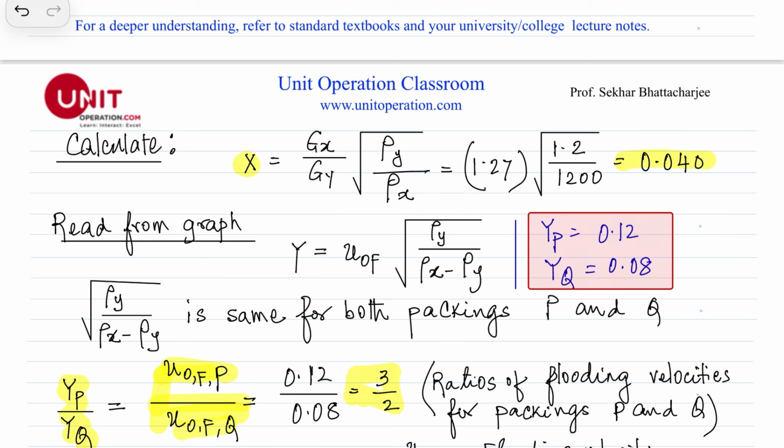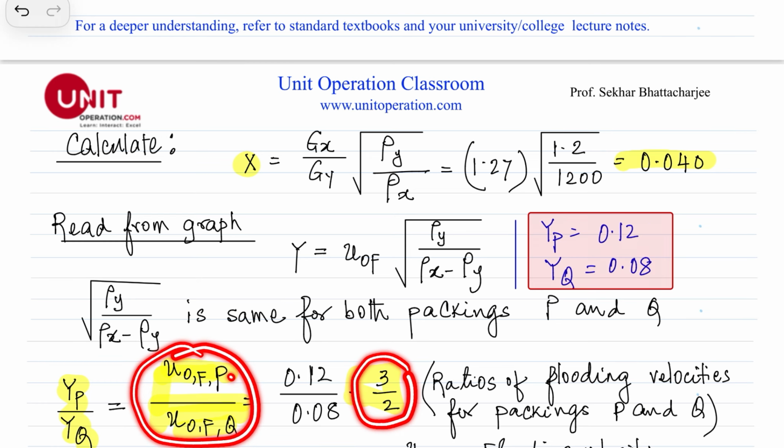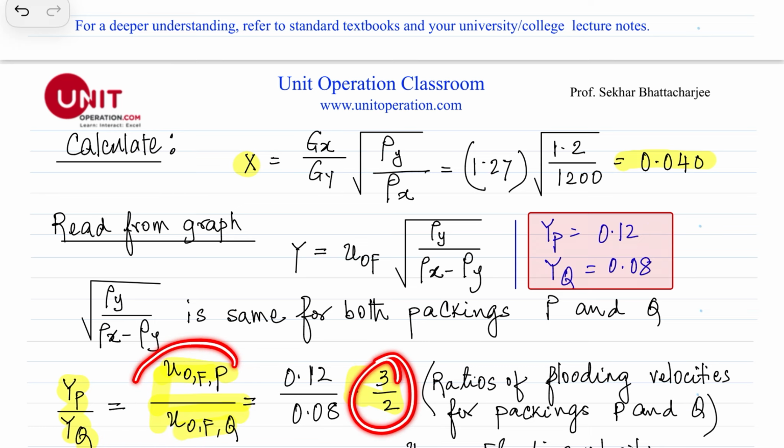of course, is a ratio of this for P and the ratio of this for Q. And the densities, of course, remain the same because the gas and the liquid remain the same. So it's just a ratio of the flooding velocity, the superficial flooding velocity for packing P and for Q, which is equal to 3 over 2. So the ratio of the flooding velocities for packings P and Q respectively, where UOF, of course, is the flooding velocity, is just 1.5 between P and Q. So this is the important one which we are going to use.